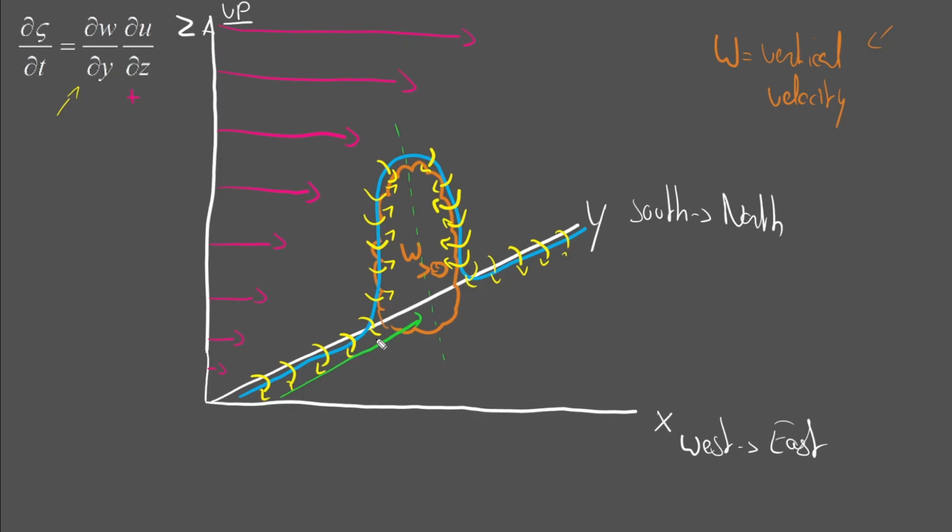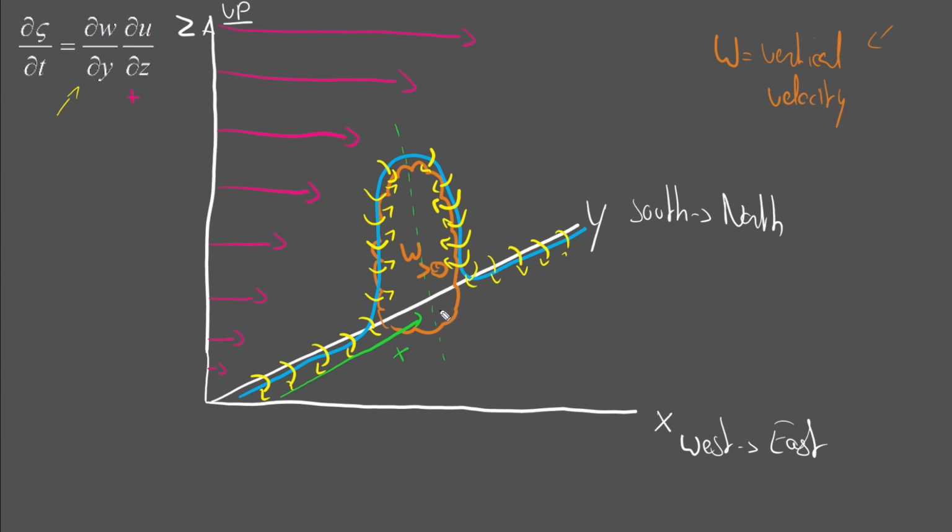Why? Increase in y, w increases as well, which means that dw dy increases. This here is positive vorticity, and you can see it also by the direction of rotation. It's cyclonic here, which means on this side, dw dy is positive, okay?